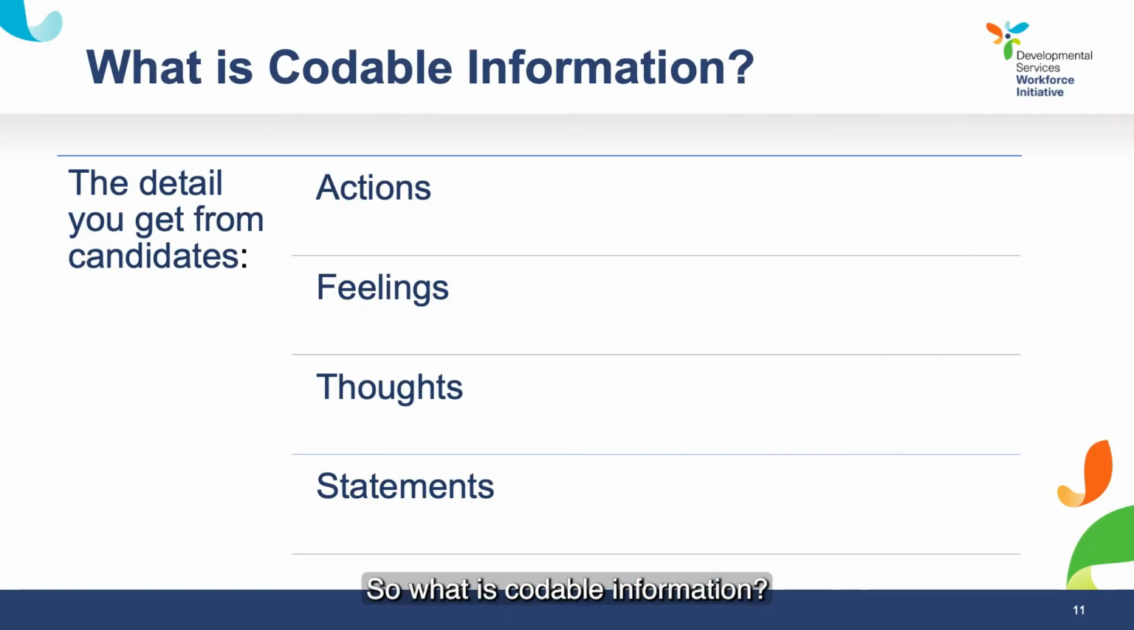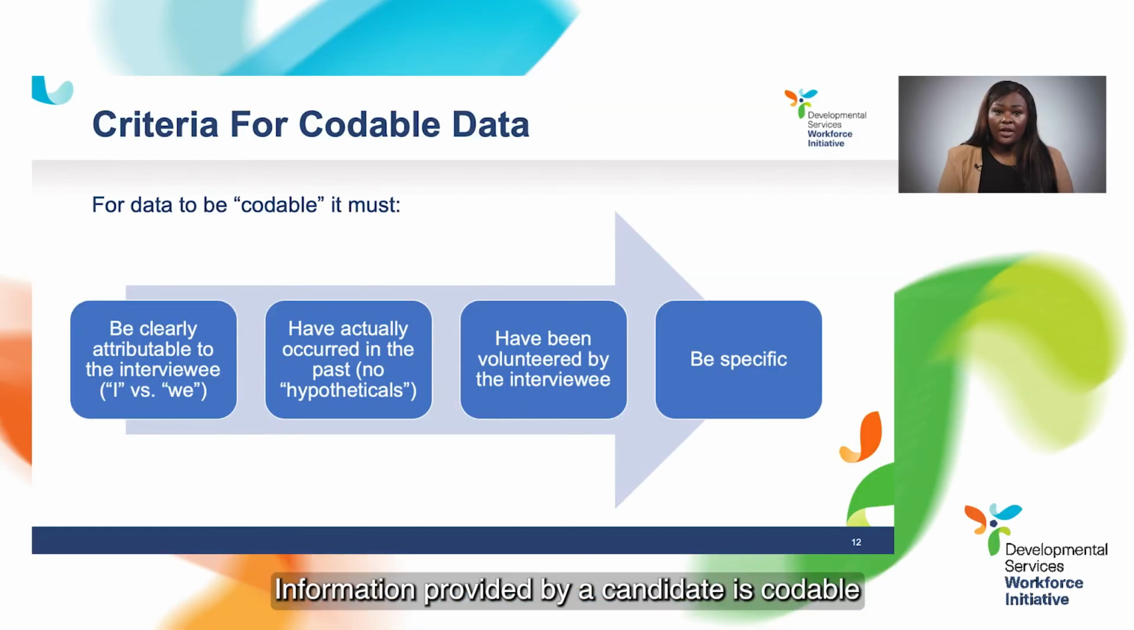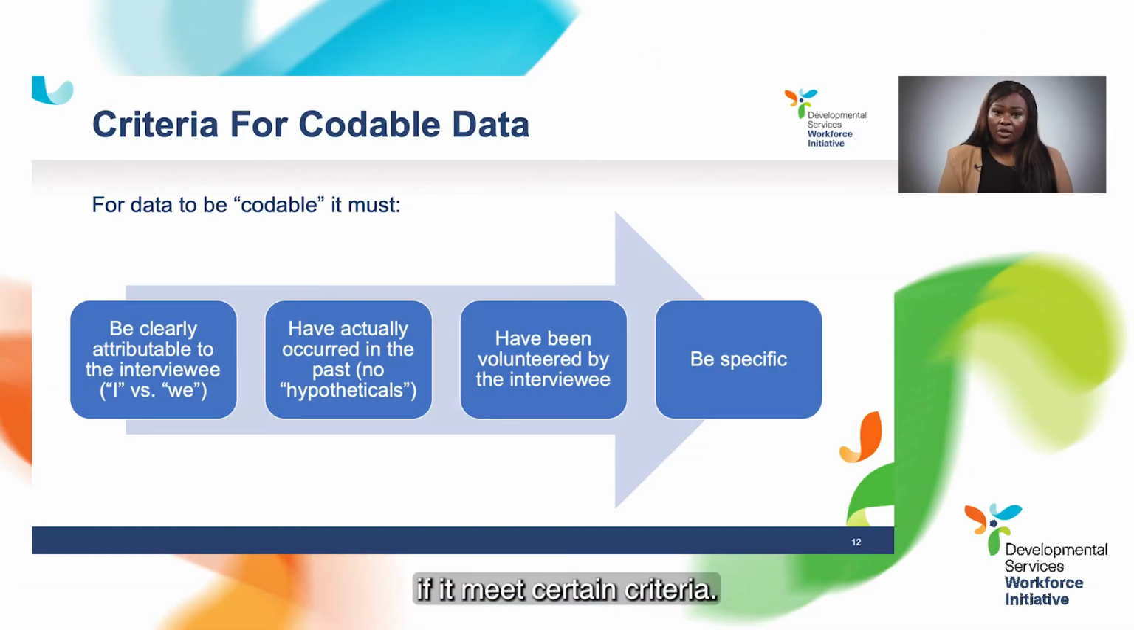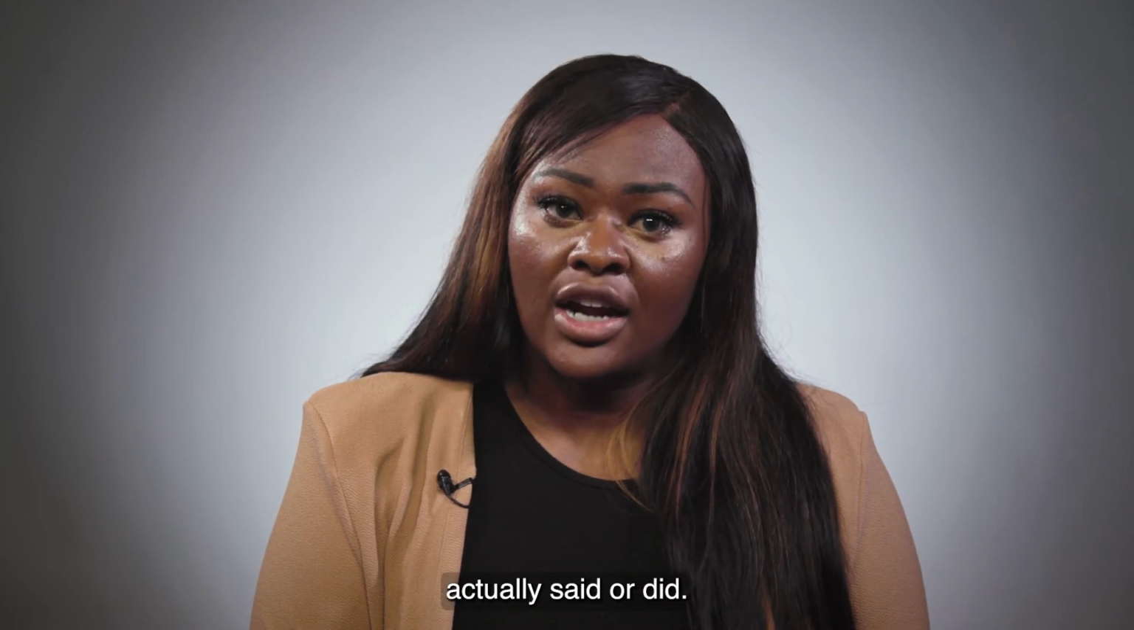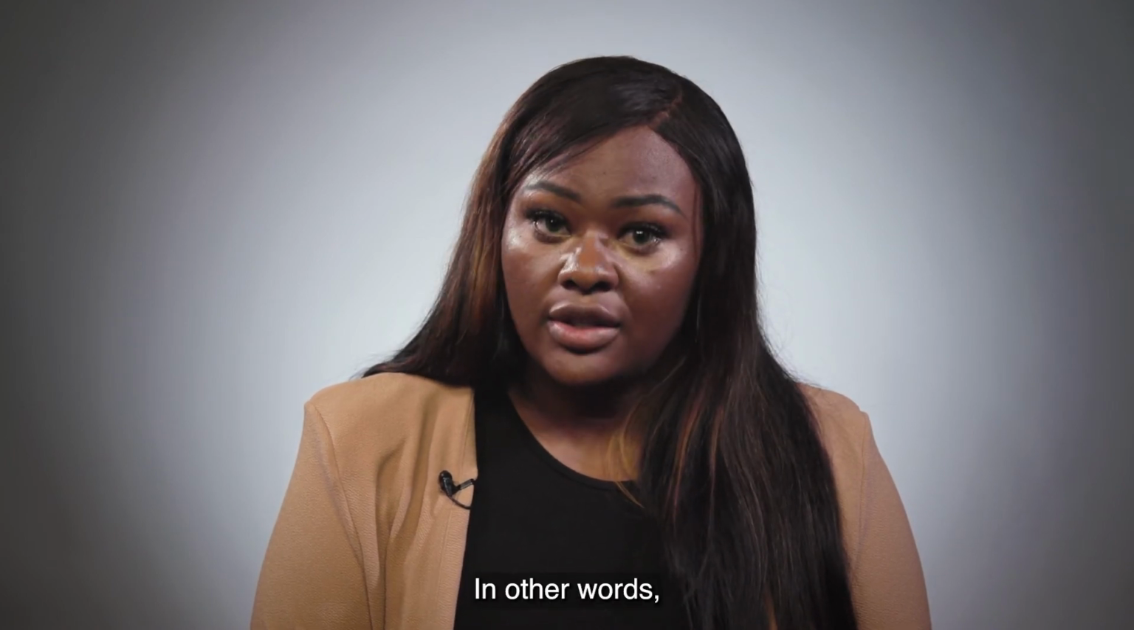So what is codable information? Codable information reveals what a candidate said, thought, did, and felt in a particular situation. That allows you to determine what competencies and stages they have demonstrated in the past. Information provided by a candidate is codable if it meets certain criteria. Firstly, it must clearly attribute to the interviewee. People often talk in terms of we. When we're gathering information from a candidate, you want to find out what the candidate actually said or did. In other words, their actions, thoughts, and feelings.